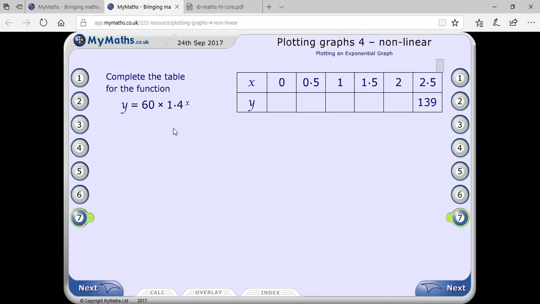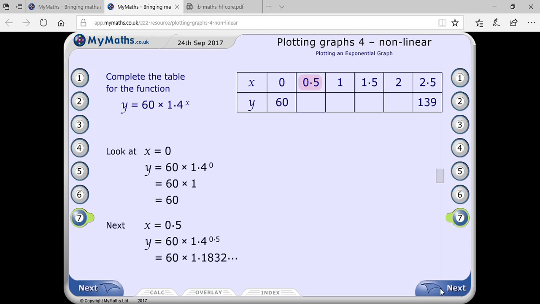Suppose that one function that is given is y equals 60 into 1.4 to the power x. When you plug in x equals 0, you will get 60. And then 0.5. That means now you have to use your calculator. Then you will get nearly 71.